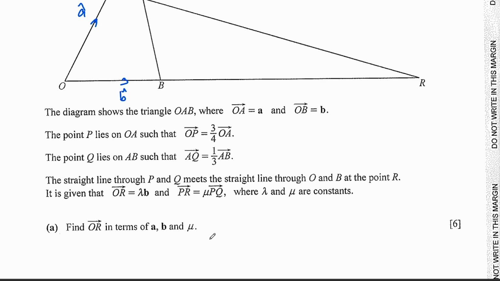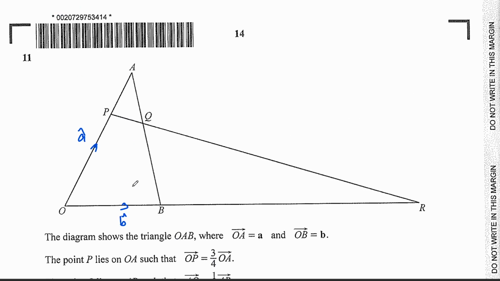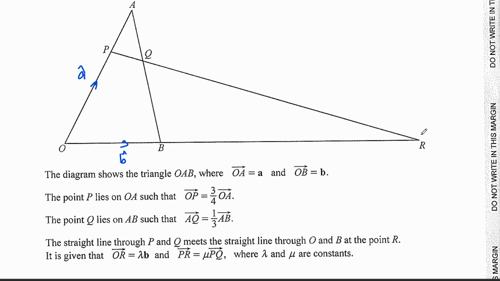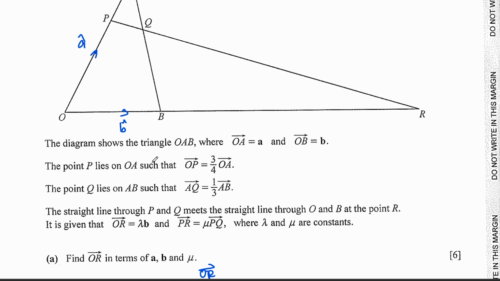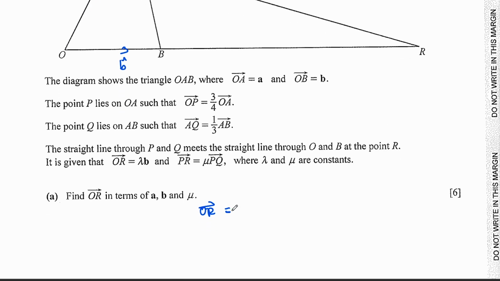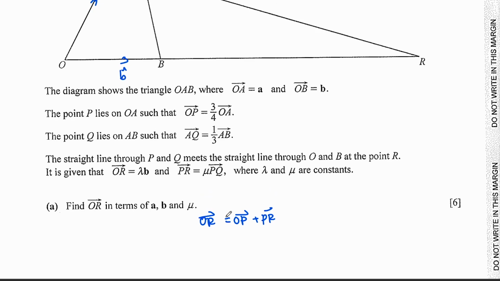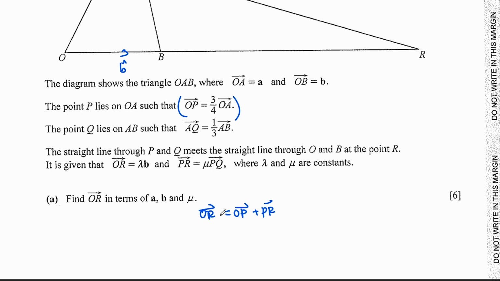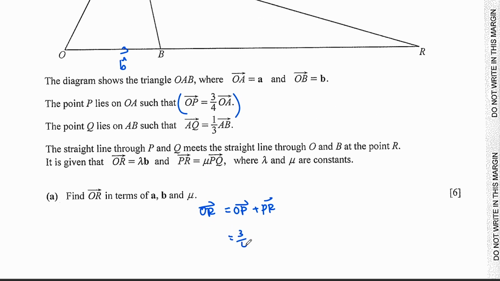Okay, so maybe write OR, what paths we can possibly take. So O to R, and we need to involve PQ. So we want to go from O to P, then P to R, right? So O to P and P to R. And we know PR we can rewrite as mu multiplied by PQ, but OP, right? OP we can also represent as 3/4 of OA. So 3/4 of OA adding together with mu multiplied by PQ.